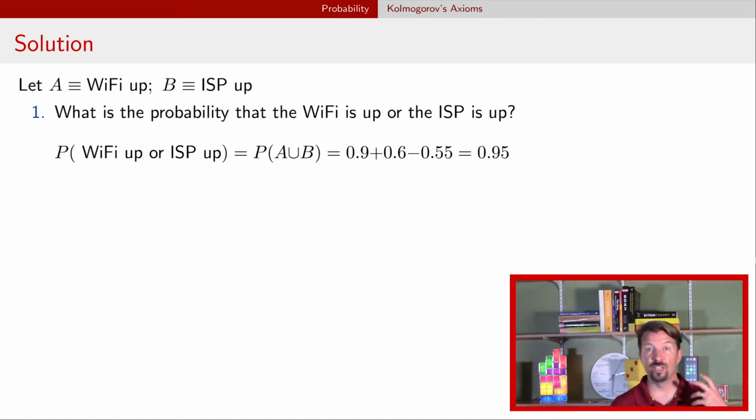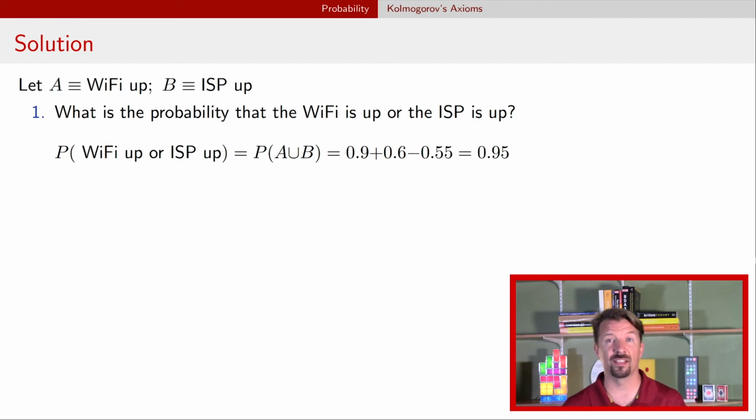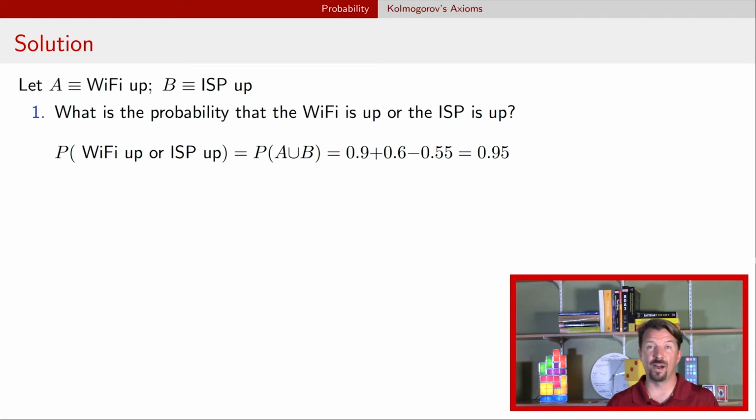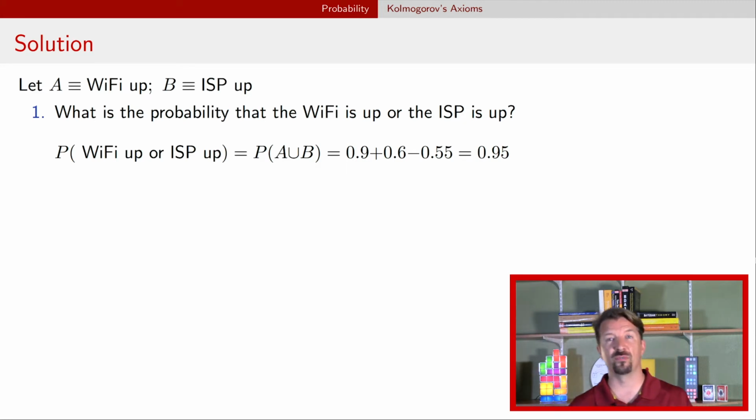And then if we use the consequence that we calculated before about the additive rule, the probability of A or B is just the probability of A plus the probability of B minus the intersection of A and B, which is that they are both up. So we have this 0.6 plus 0.9 minus the intersection, which is 0.55, and we find that one or the other of them is up 95% of the time.